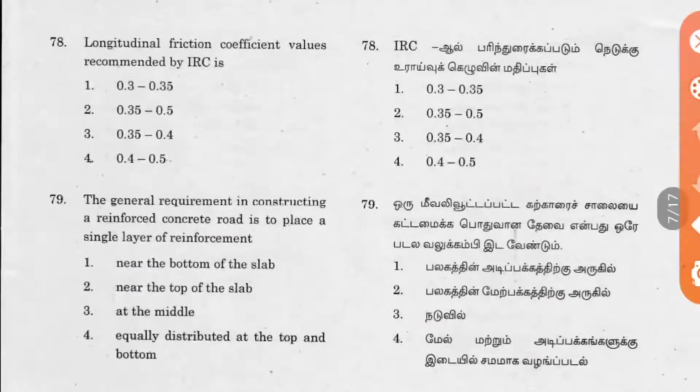Question 78. The longitudinal friction coefficient values recommended by IRC. Normally we will be taking this value as 0.35. Here 3 options are with 0.35, but the accurate answer is 0.35 to 0.4. Question number 79. The general requirement in constructing a reinforced concrete road is to place a single layer of reinforcement at the middle. See, this is given as a concrete road, so here the reinforcement will be at the middle only. For slabs, we will normally take the bottom or top.